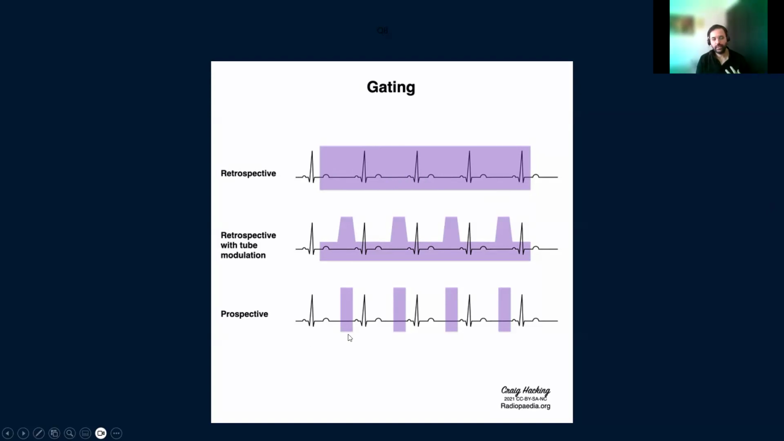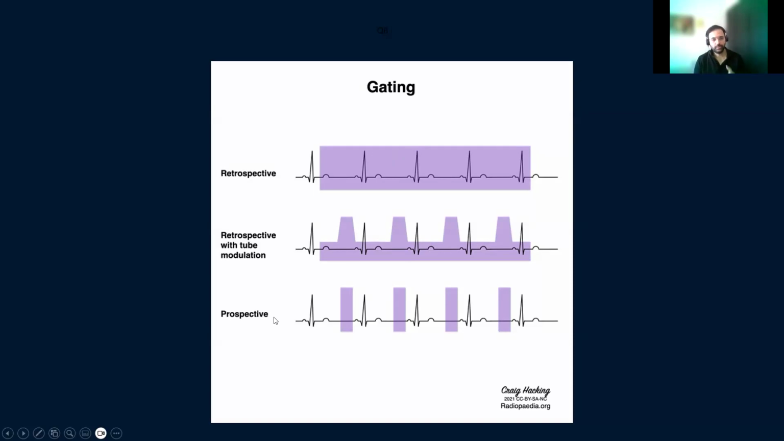And what determines whether you would want to do retrospective? If the patient has poor heart rate control, where you're not sure whether you're going to get good images, you would use retrospective. Again, I'm speaking about coronaries now. I will come to TAVR.